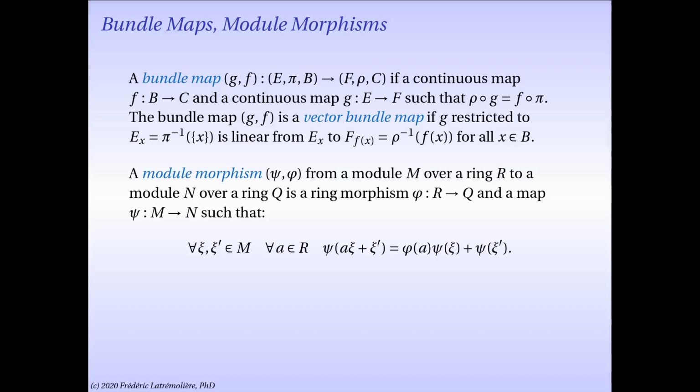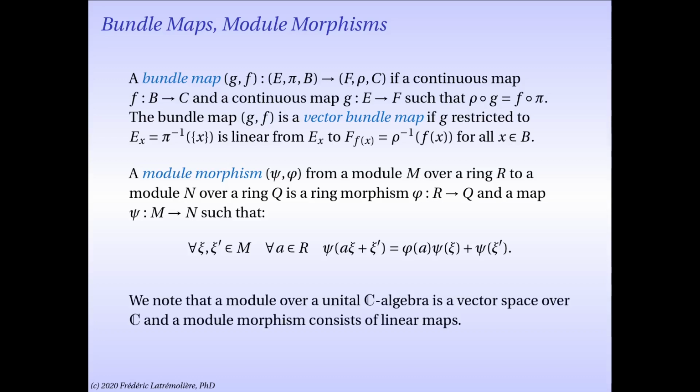Second, a module morphism from a module M over a ring R to a module N over a ring Q is an ordered pair (psi, phi), where phi is a ring homomorphism from R to Q, and psi is a map from M to N, such that for all a in R and for all xi and xi prime in M, the image of a xi plus xi prime by psi is phi of a times psi of xi plus psi of xi prime.